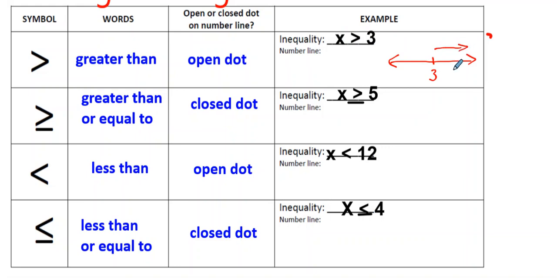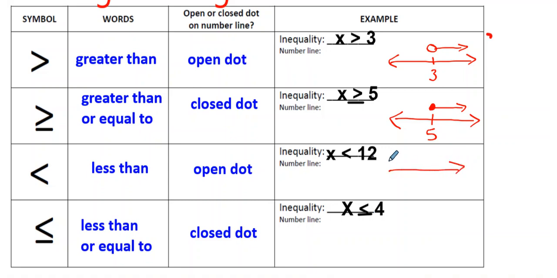Now, the only thing I need to decide on is, can my number be exactly 3? If it's greater than 3, it cannot. So that's going to get an open dot. If it is the greater than, it's going to get an open dot because it does not include 3. And what I mean by that, if I do the next one, x is greater than or equal to 5. These are my numbers greater than 5, but it says or equal to 5, so it could be 5. So that would get a closed dot.